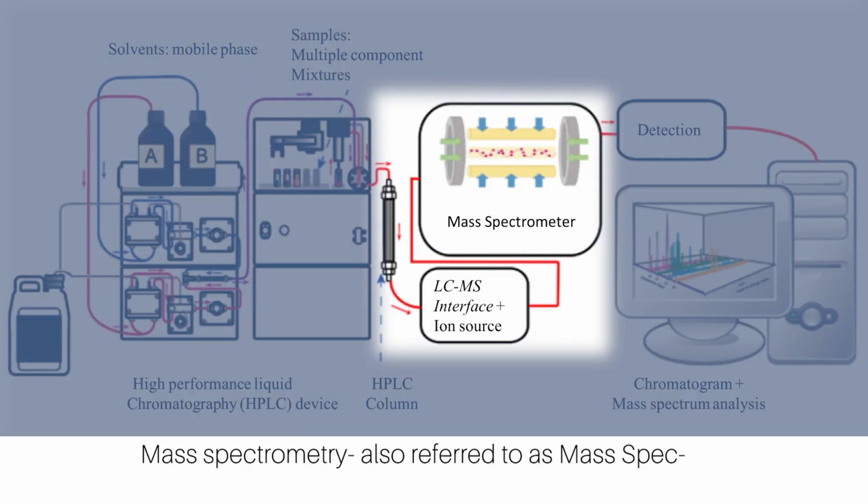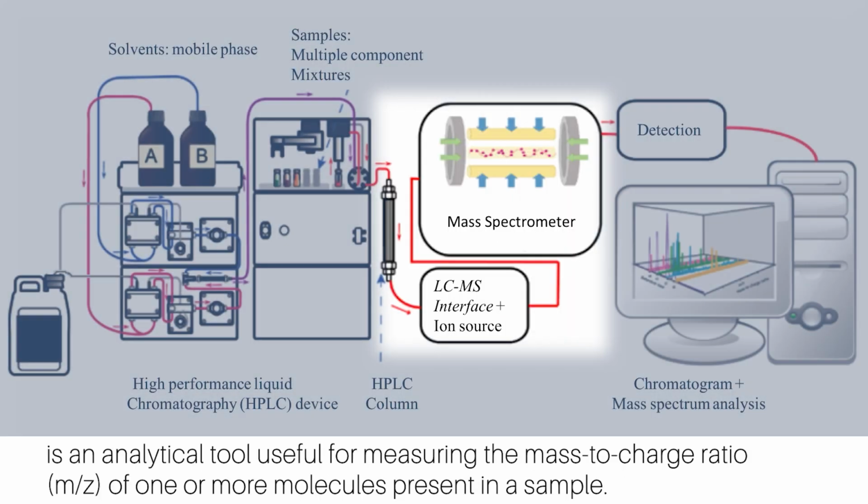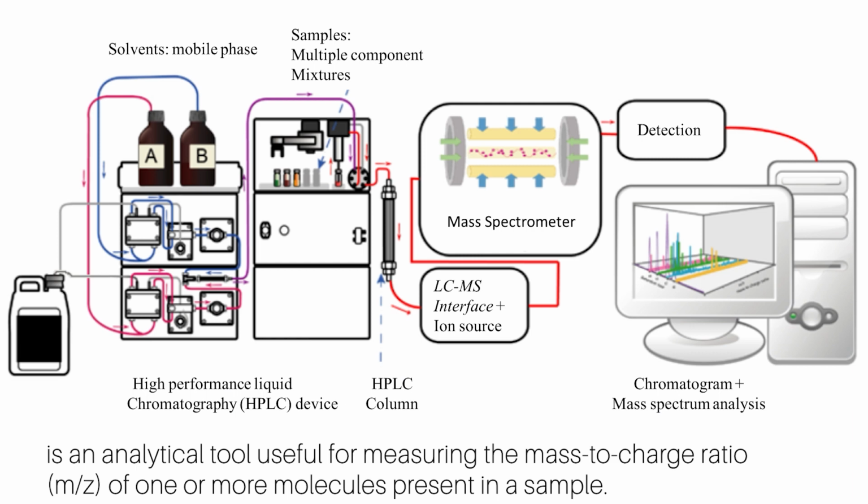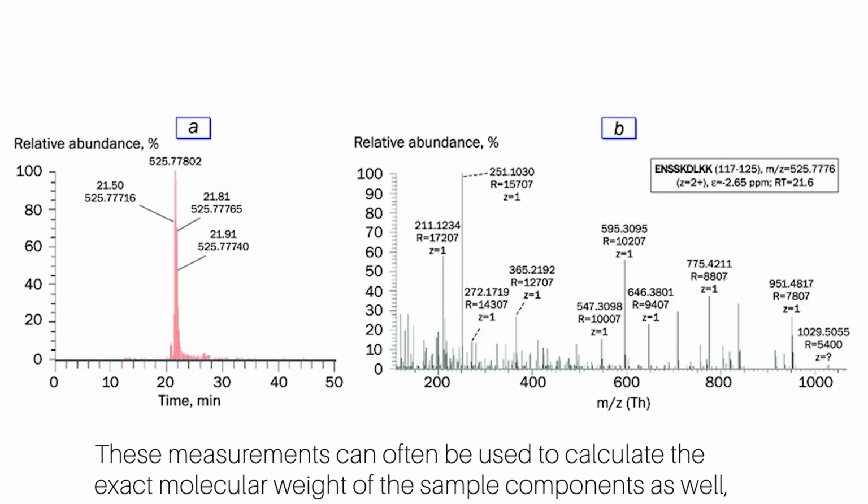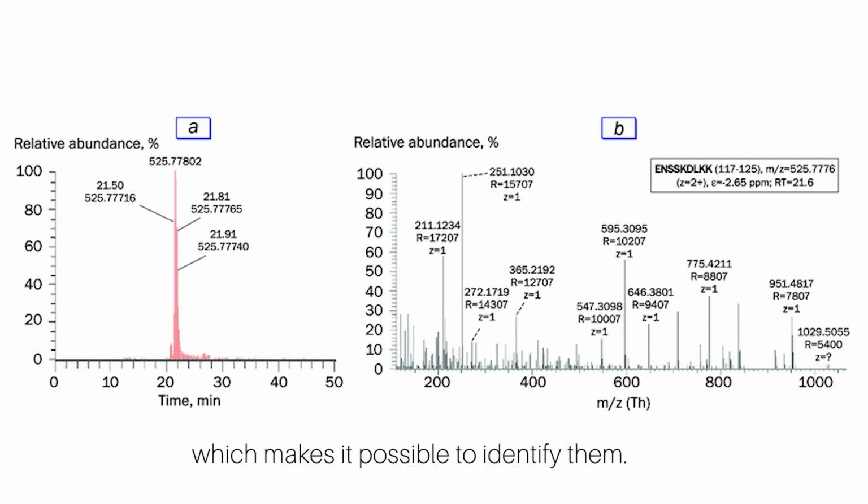Mass spectrometry, also referred to as mass spec, is an analytical tool useful for measuring the mass-to-charge ratio of one or more molecules present in a sample. These measurements can often be used to calculate the exact molecular weight of the sample components as well, which makes it possible to identify them.